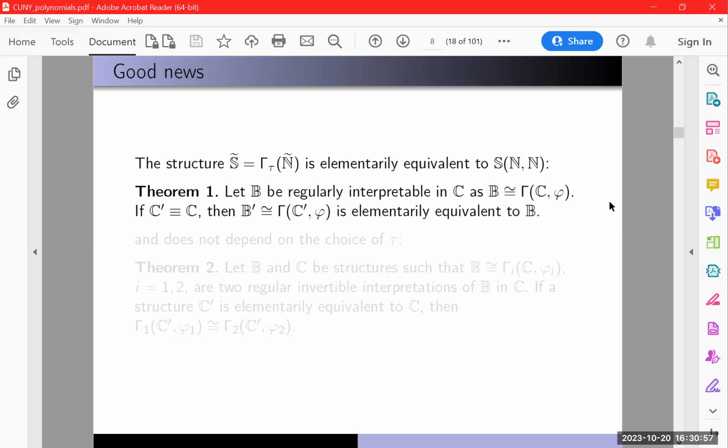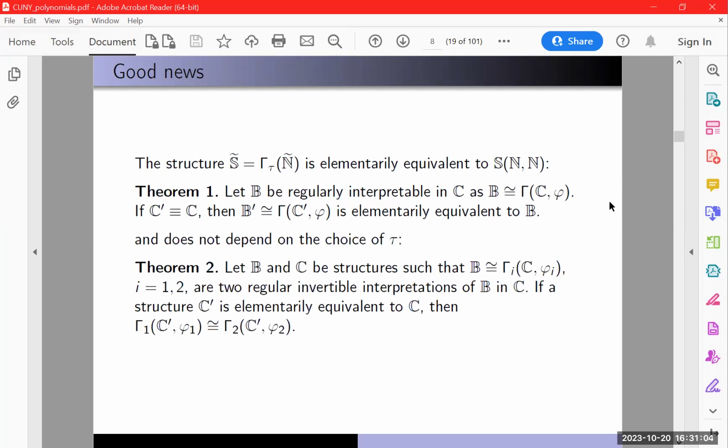So this is what we did. We had an interpretation over N, then replaced N with N tilde. And moreover, this is well defined in the sense that if you have two different interpretations and you plug the same structure into them, the result does not depend on the choice of interpretation. So our object, the non-standard tuples, is actually well defined.